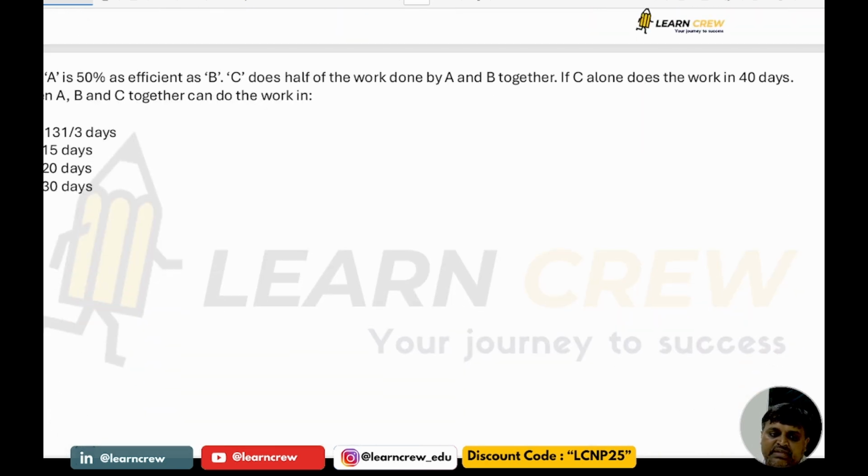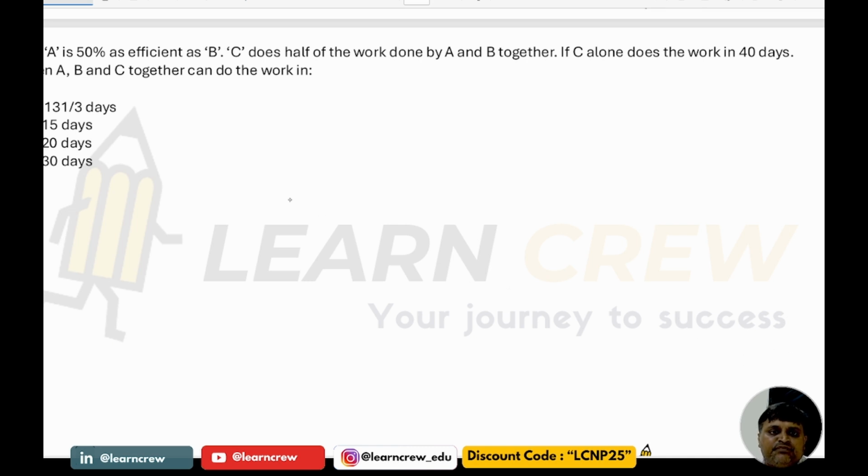Next, question number 17. A is 50% as efficient as B. C does half of the work done by A and B together. If C alone does the work in 40 days, then A, B, C together can complete the work in how many days? So please see here, C does half of the work done by A and B together. So what does it mean? A is 50% as efficient as B. If B's efficiency is 4, A's efficiency is 2.